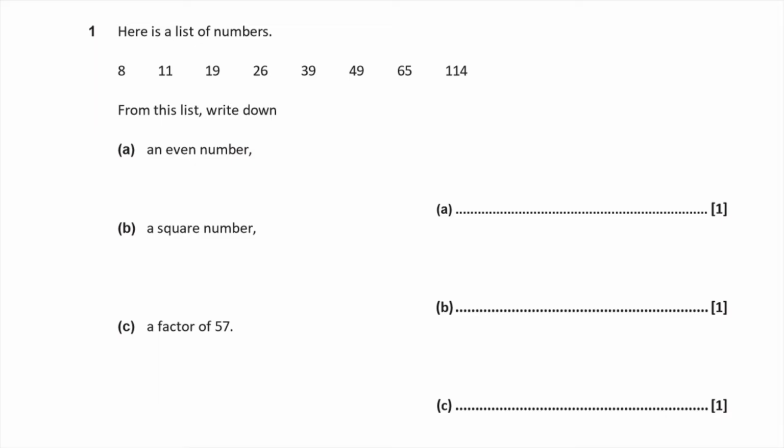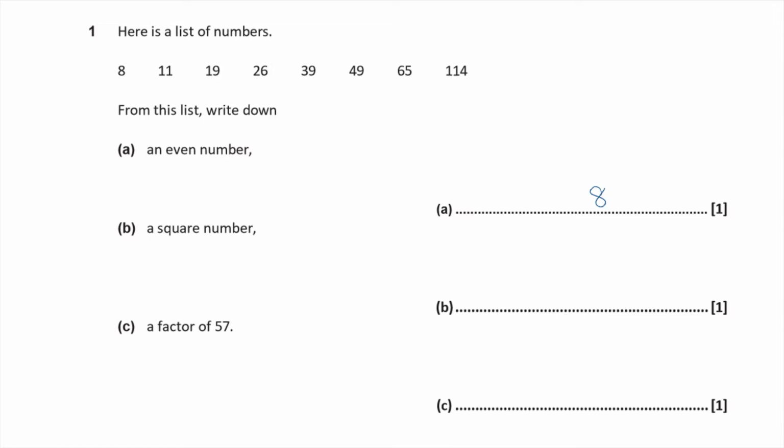Question 1, here is a list of numbers. We've got 8, 11, 19, 26, 39, 49, 65 and 114. From this list, write down an even number. Okay, an even number just has to be a number ending in 0, 2, 4, 6 or 8. I've got 2 to choose from. I could have the 8 or the 26. I think I'm going to go for the 8.